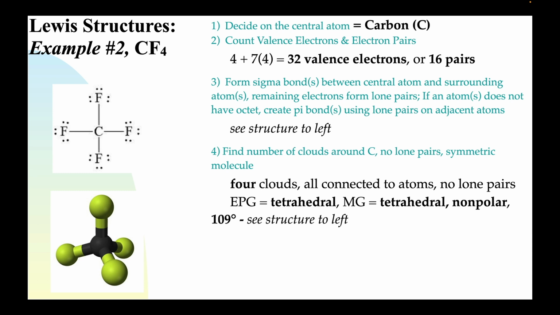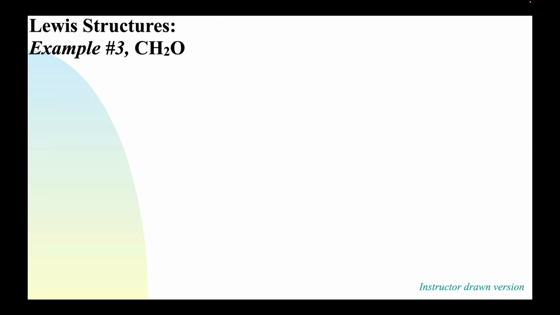In this last example, we're going to look at a compound called formaldehyde, and formaldehyde has the structure CH2O. Formaldehyde is very interesting. It's used a lot in the funeral services area for preserving dead bodies and stuff like that. They place formaldehyde and water into it, making a solution called formalin. That's neither here nor there, but it is pretty interesting.